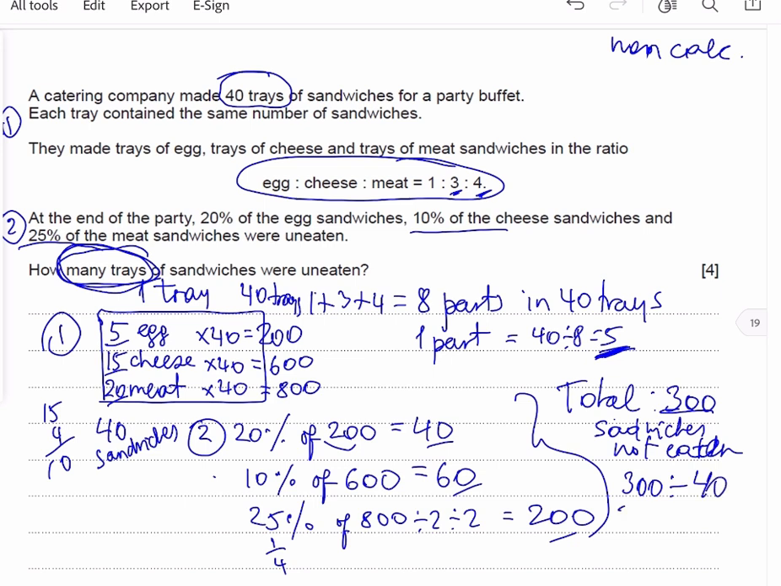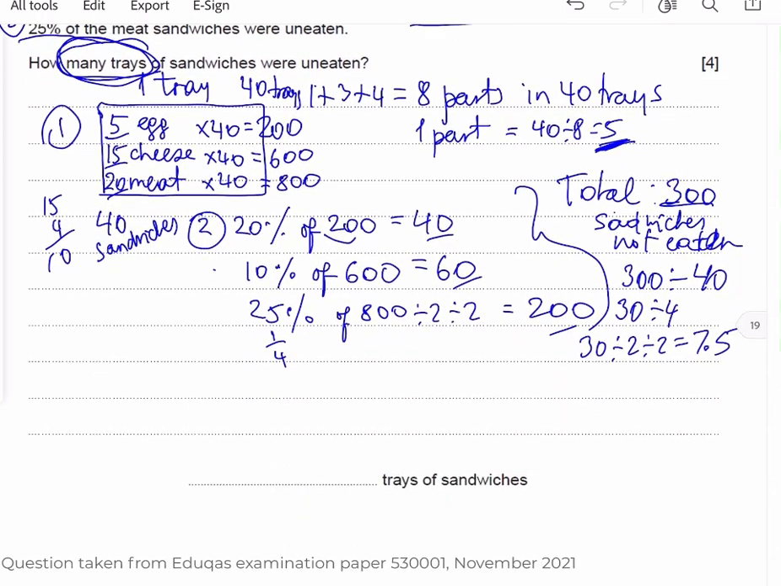So divide by 40, we can just simplify this division. We do 30 divided by 4. And again, simplify this by 4. We're going to half 30 and half it again. So half of 30 is 15. And half of 15 is 7.5. So this is the answer, 7.5 trays of sandwiches.